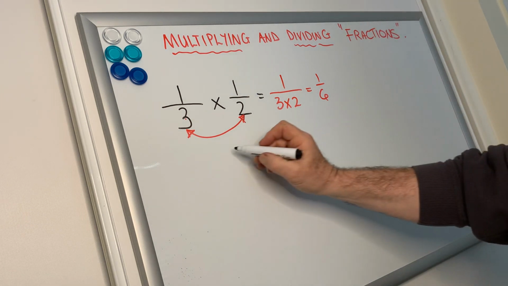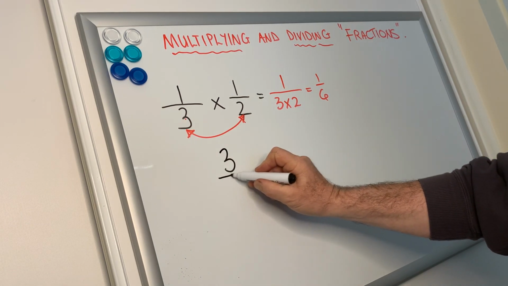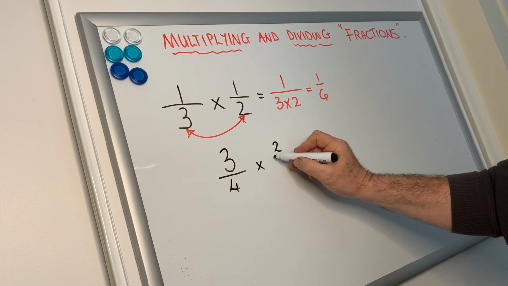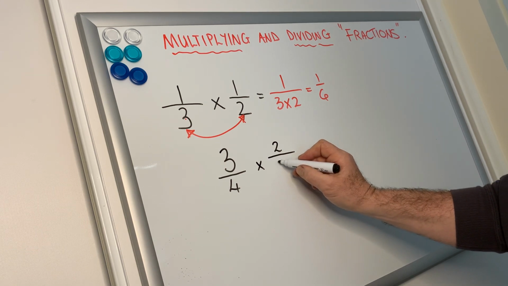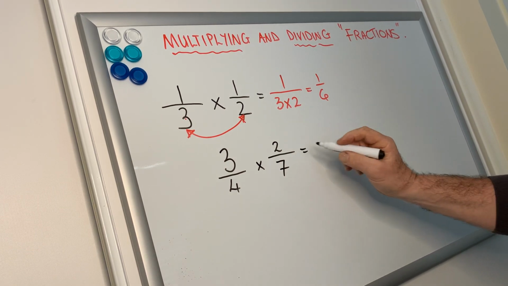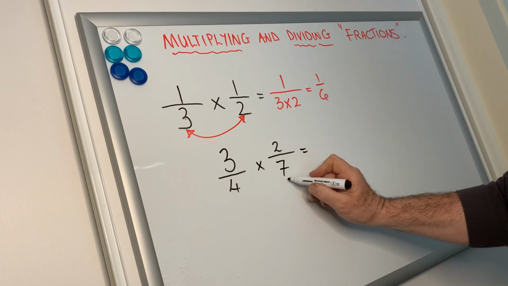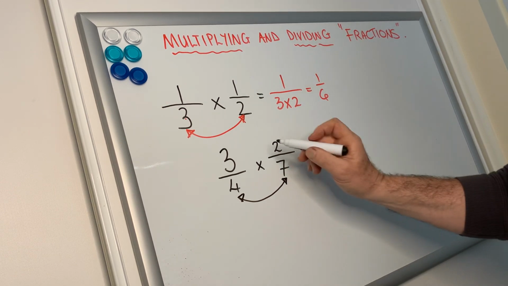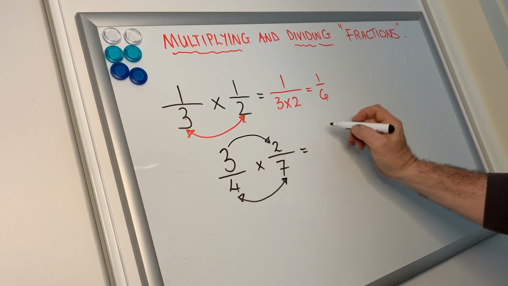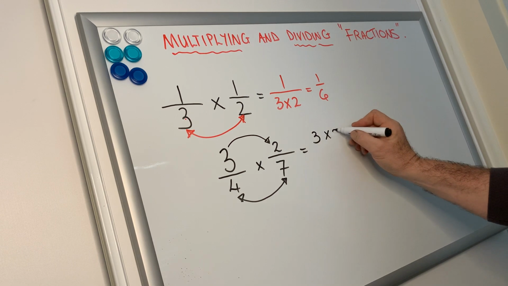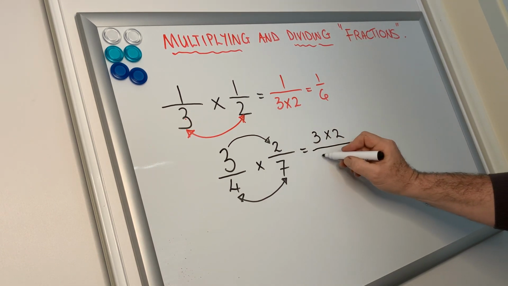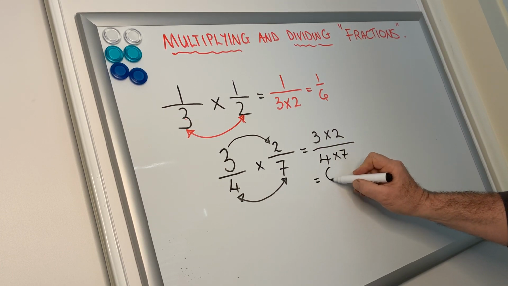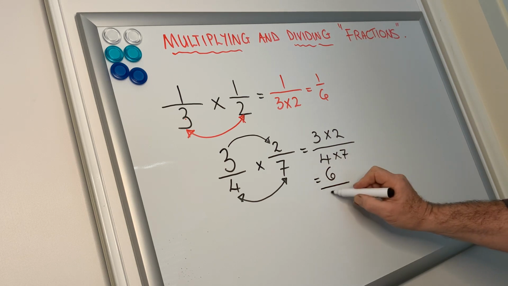To go through another one, let's say we had 3 over 4 times 2 over 7. Again, because we're multiplying, the denominators do not have to be the same value. So we have 3 times 2 divided by 4 times 7, which is equal to 6 over 28, since 7 fours are 28.